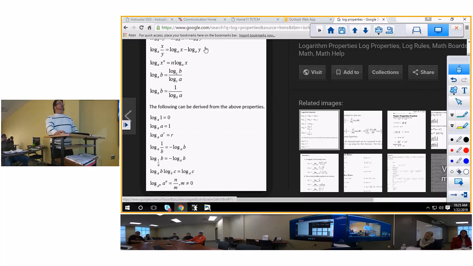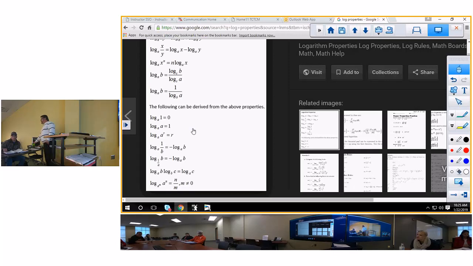But there's the product rule. There's the quotient rule. There's the power rule. There's the change base formula. Okay, write that down, because all this should be reviewed. So what I want to show you that you may have forgotten, and that's these right here. These bottom ones down here.